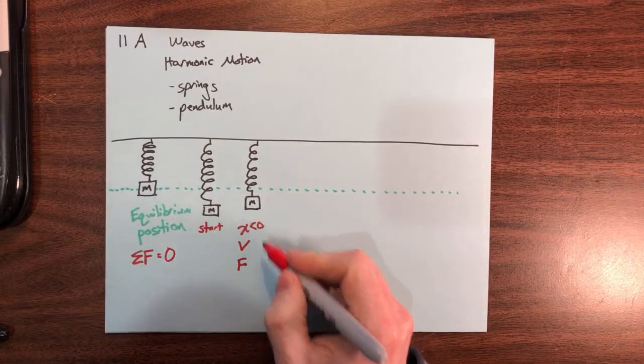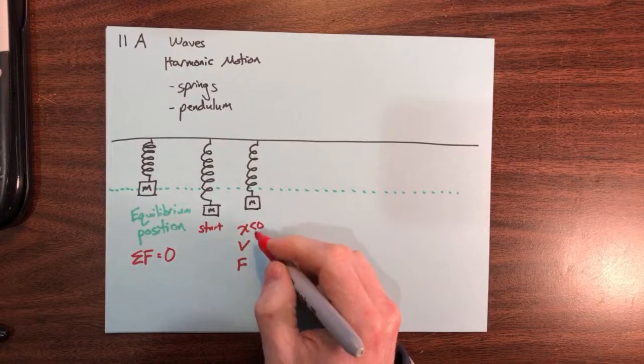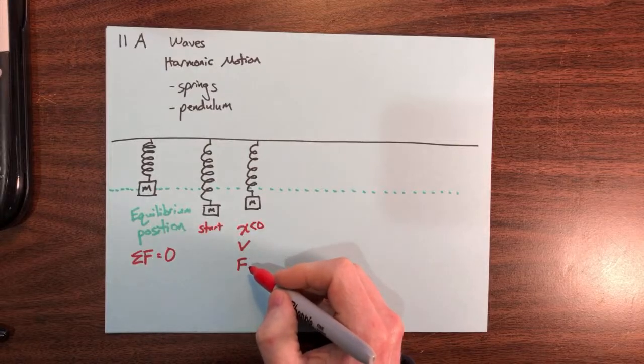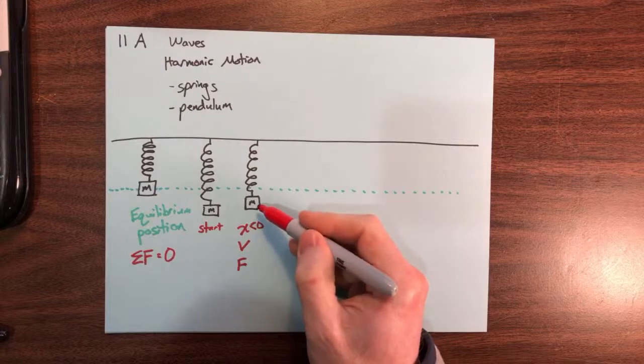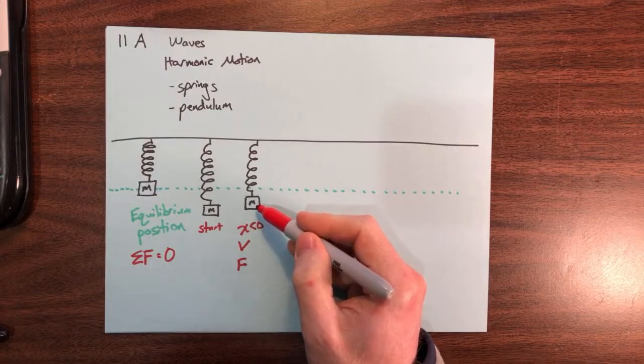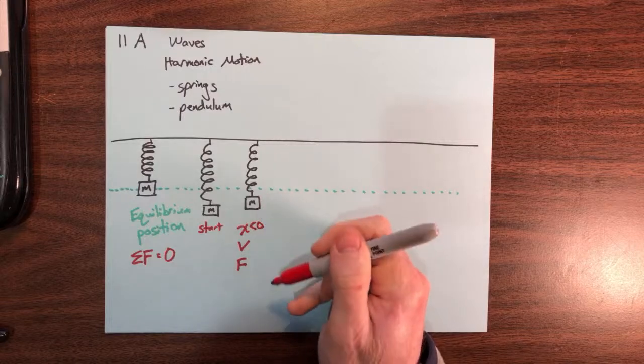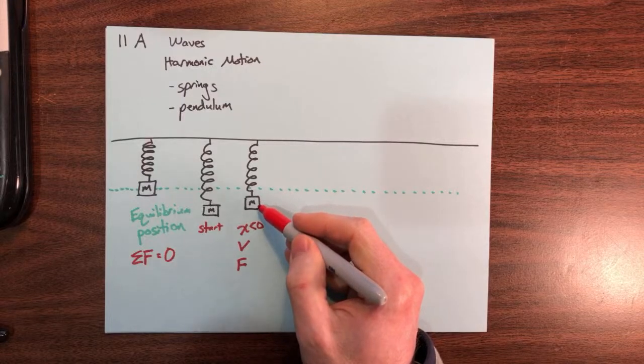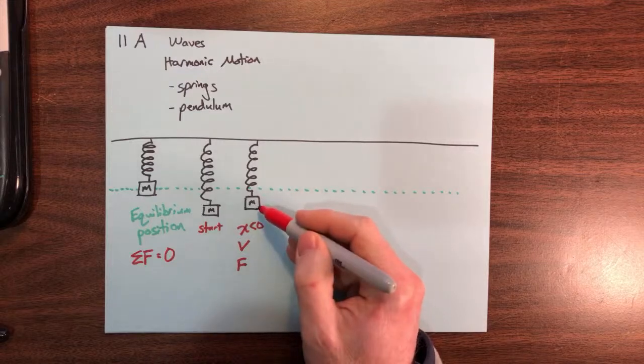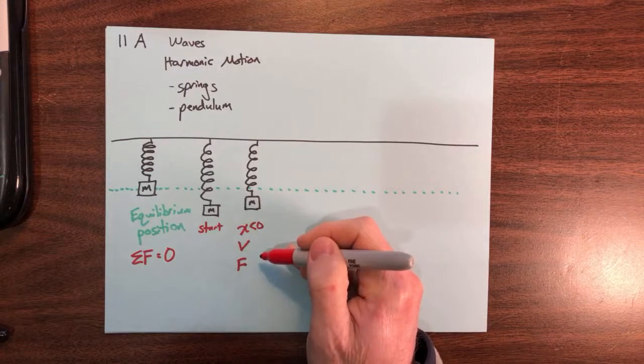And let's skip velocity first and go right down to force. What do you think? What's the direction of force when you're at this position? Is it going to be up or down? We're going to say up is positive and down is negative. So when you're at this position right here, is the force going to cause it to go up, or is the force going to cause it to go down? What do you guys think?